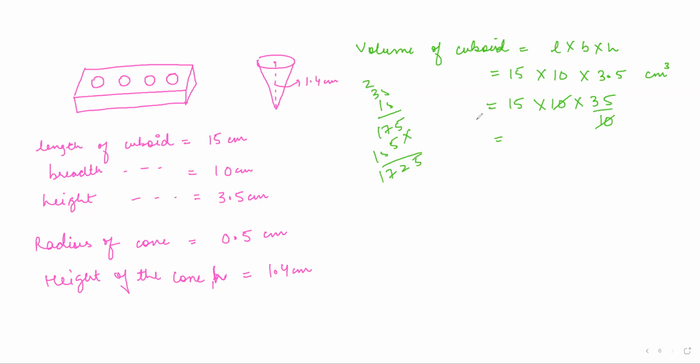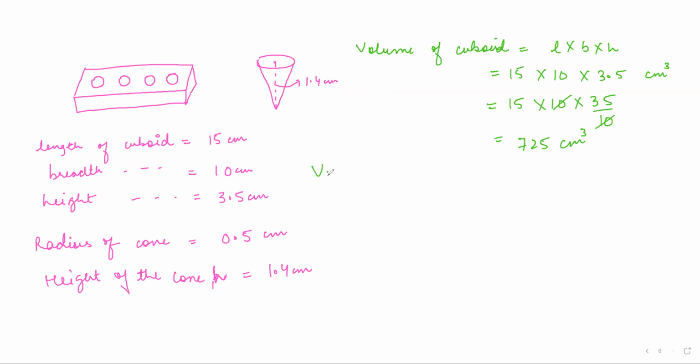I think I have done something wrong. 35 into 15. 5 into 5 is 25. 5 into 3 is 15, and 1, 17, 136. Oh, sorry, I made some mistake. It is 12 and then 725, right? Centimeter cube. Okay.